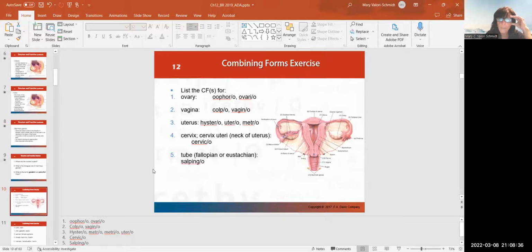So, combining forms. When we talk about the ovaries, it's oophoro or ovario, right? So an oophorectomy is removal of the ovaries, and ovario as in ovarian cancer. The vagina can be referred to as colpo or vagino. The uterus has several names: hystero, as in a hysterectomy, utero, or metro, such as endometriosis. The cervix, which is the neck of the uterus, is cervico, and the fallopian tubes, even the eustachian tubes in your ears, are referred to as salpingo.